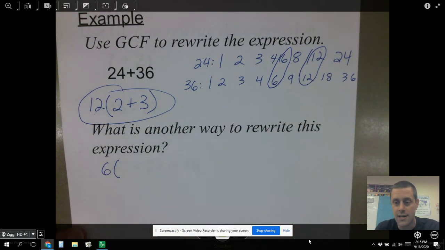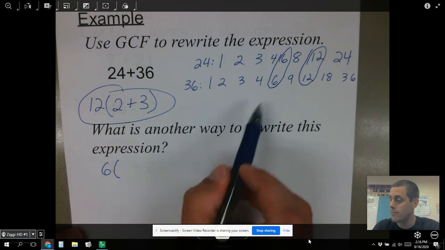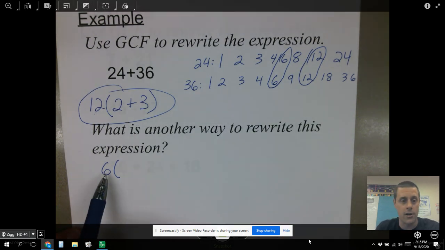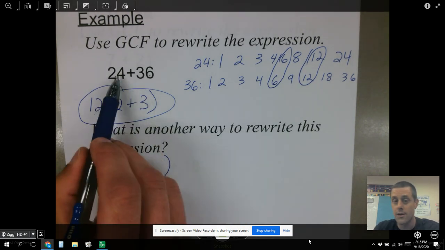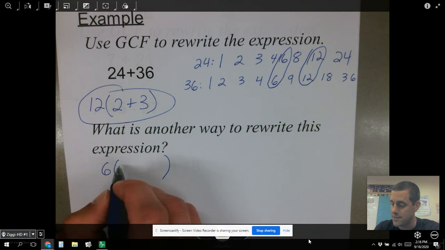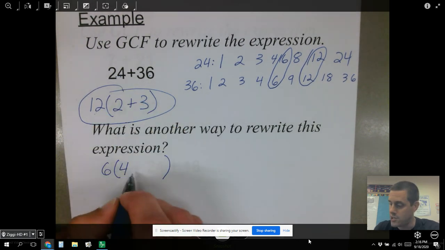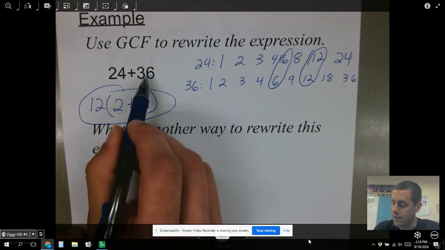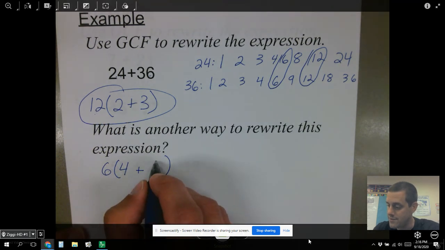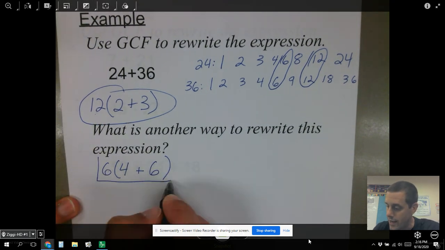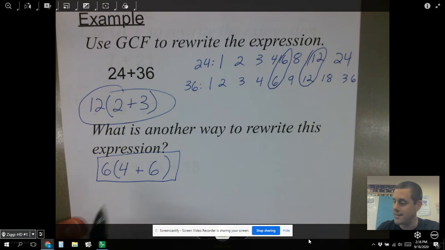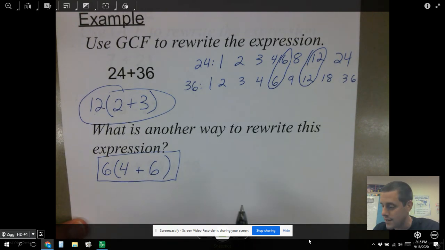And if I factored a 6, what would my expression look like? Remember, our common factor will become our coefficient outside of parentheses. And now let's factor that coefficient out of each of our initial terms. 24 divided by 6 is 4. We drop our addition sign. And 36 divided by 6 gives us 6. So another way to factor that expression is 6 times the quantity of 4 plus 6.